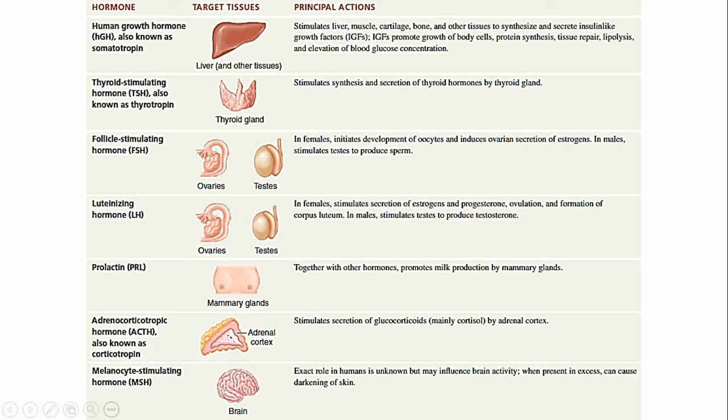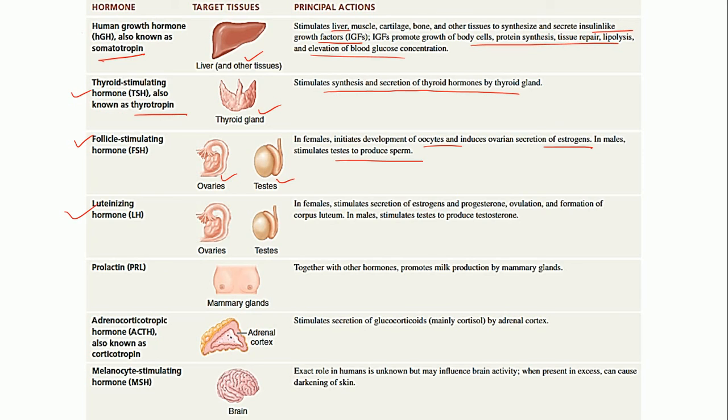So, to summarize, the human growth hormone, also known as somatotropin, has as its target tissue mainly the liver. It will stimulate the liver cells, muscle, cartilage and other tissues to synthesize insulin like growth factors, which in turn will promote body cell growth, repair, lipolysis, etc. Thyroid stimulating hormone or TSH, also known as thyrotropin, acts on the thyroid gland to stimulate the synthesis and secretion of thyroid hormones. FSH mainly acts in the ovaries and testes. In females, it helps in development of the oocyte and secretion of several hormones like estrogen and progesterone, and in males, it stimulates sperm production in the testes.